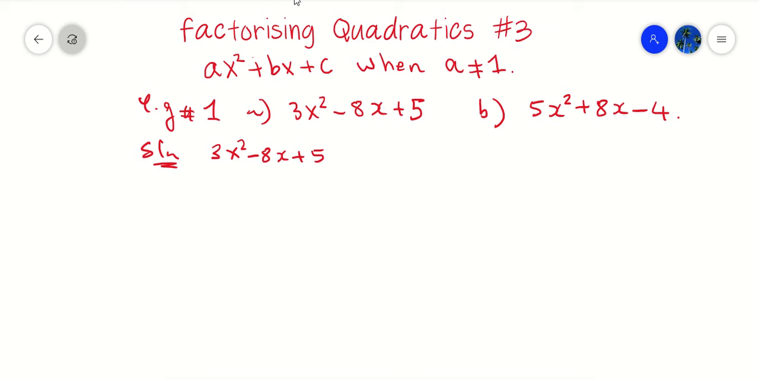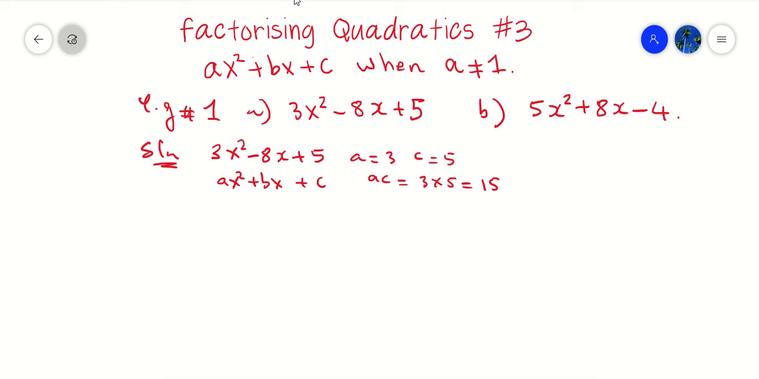Kwa hiyo tunachokifanya, kitu cha kwanza tunazidisha a na c. Tukicompare hapa na ax square plus bx plus c, tutaona kwamba a is equal to 3 na c is equal to 5. Kwa hiyo we multiply these two, ambayo ac is equal to 3 times 5. Kwa hiyo 3 times 5 is equal to 15.